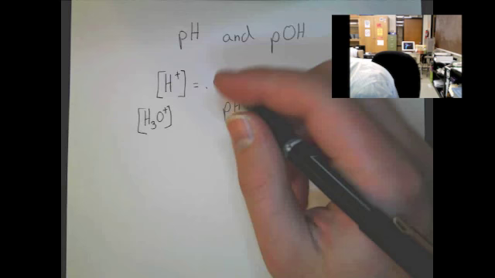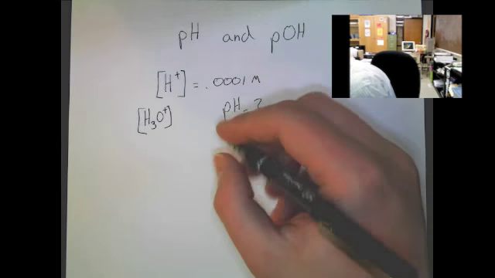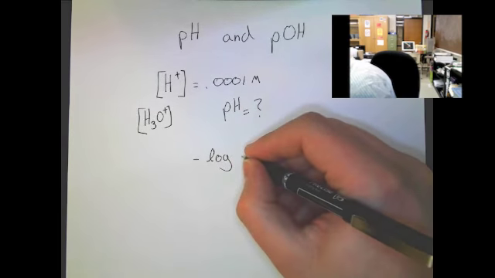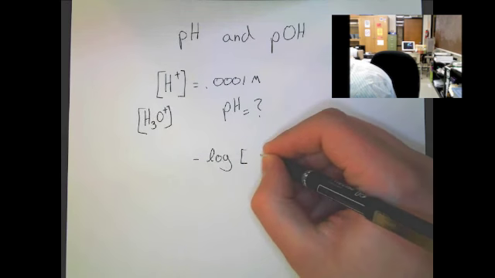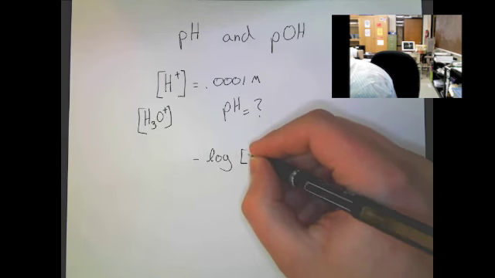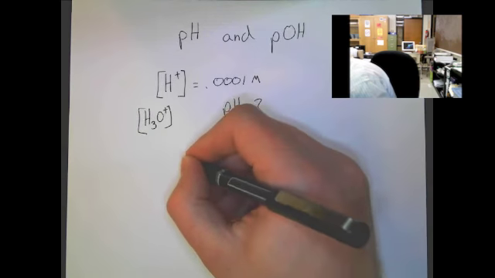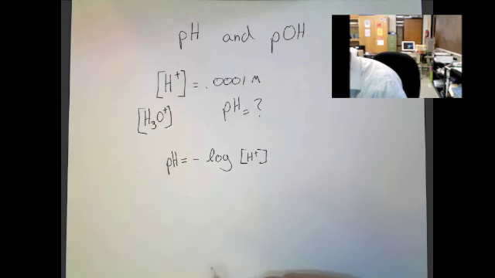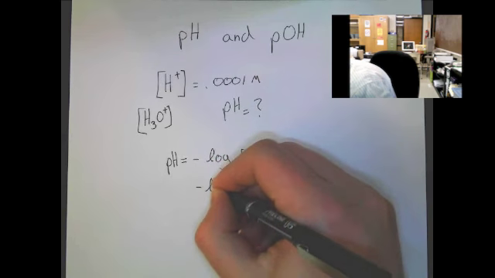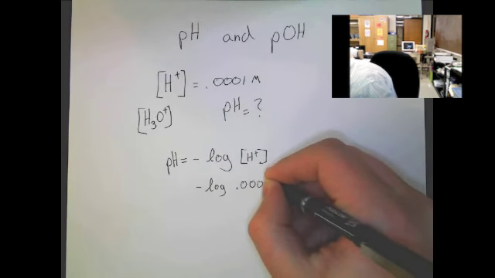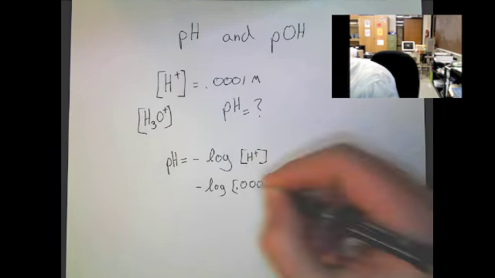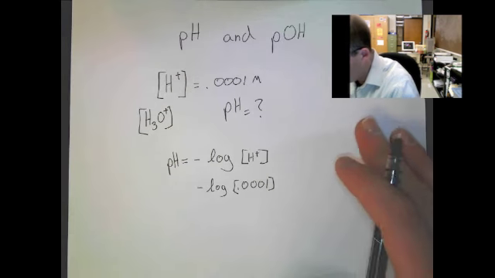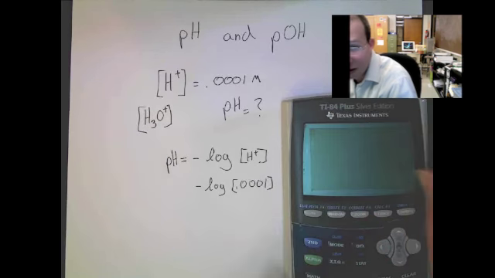Let me show you. Now, all you need is one simple formula, and that is this, that the negative log of the H+ concentration is equal to pH. That's all we have to do. So let's just plug this in. Negative log of 0.0001. Okay, and again, the brackets represent concentration. Remember that, they represent molarity. All we got to do is solve this and work it out.